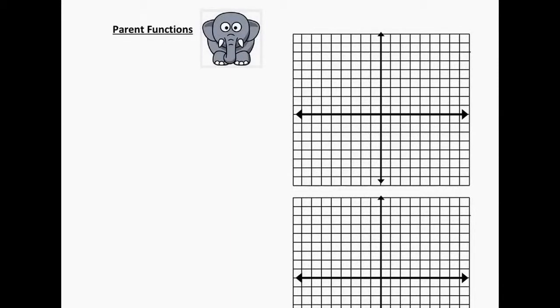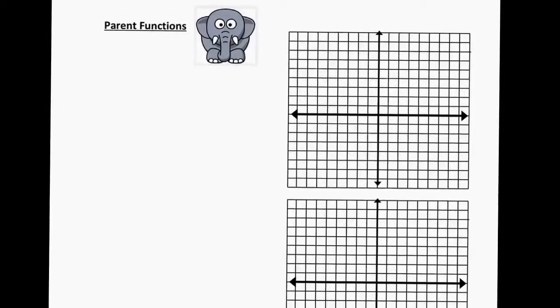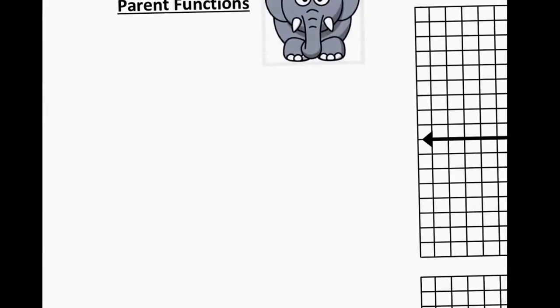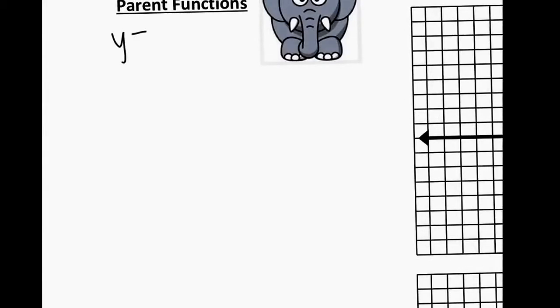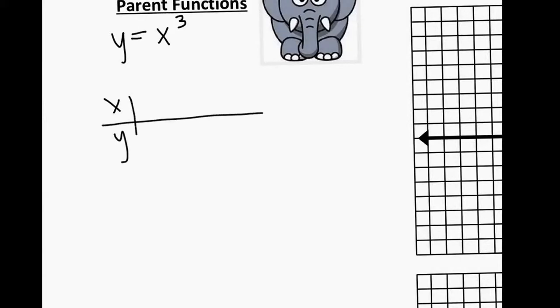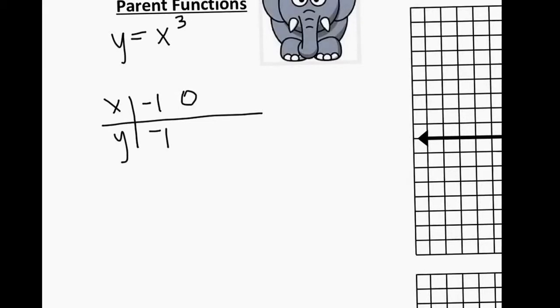The fourth parent function that we're going to be looking at today is y equals x to the third. And if we are setting up an xy chart to get our first few points, if I plug -1 in for x, -1 to the third power is a -1. If I plug in 0, 0 to the third power is 0. If I plug in 1, 1 to the third power is 1.